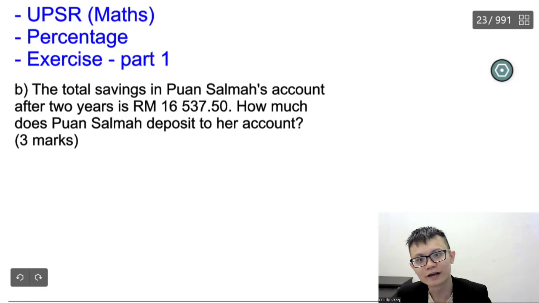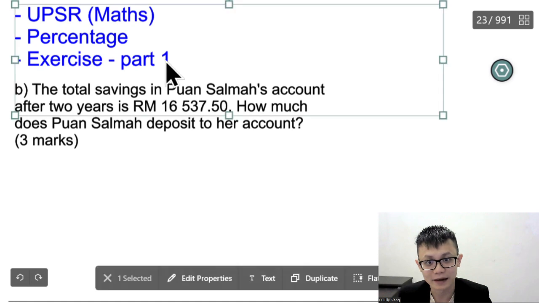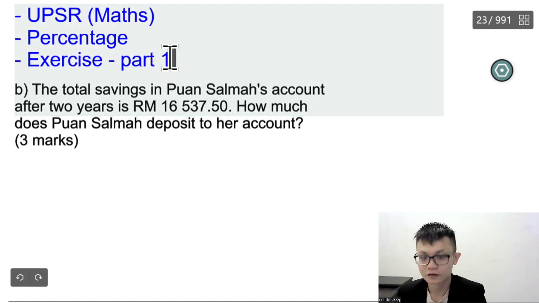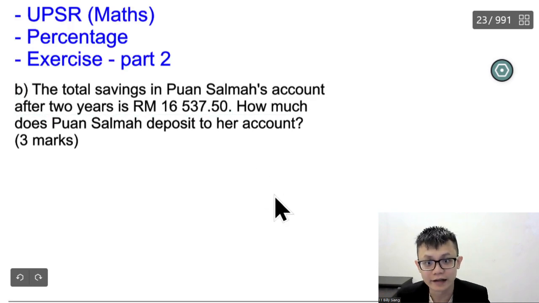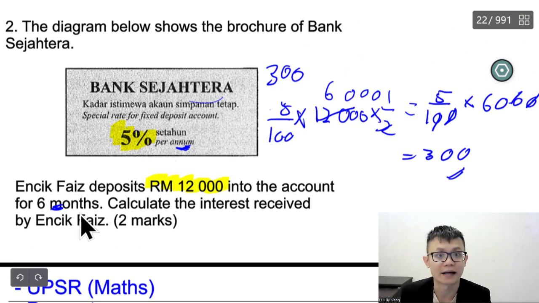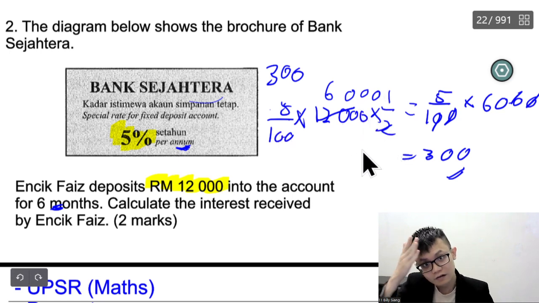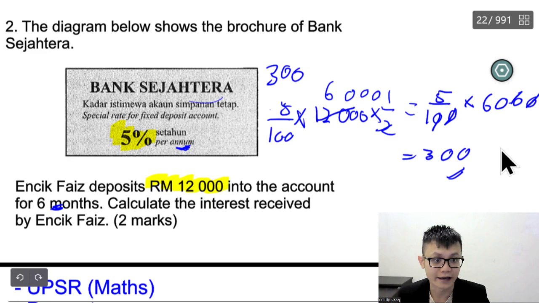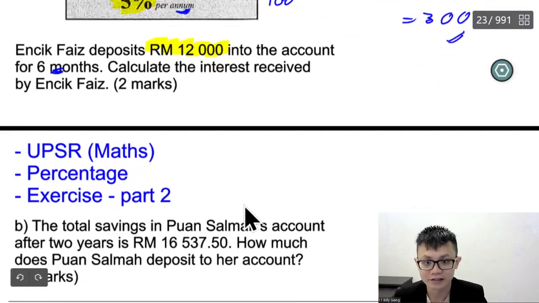Hi student, today we are going to do UPSR Maths Percentage Exercise Part 2. From the previous question, we know that he deposited 12,000 into the bank at 5% per annum. How much did he receive in 6 months? You just need to use 5 over 100 times 12,000 times half, because 6 months is half a year only. So you get 300. Now the question changes.